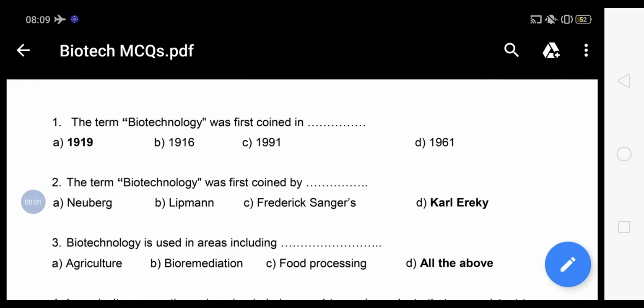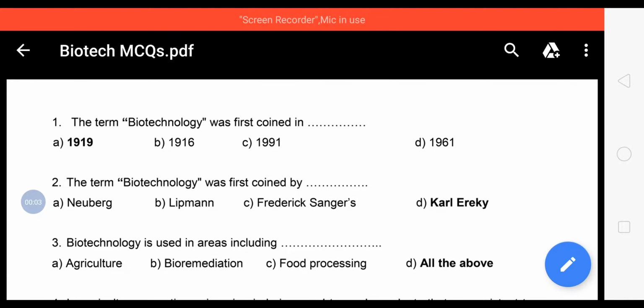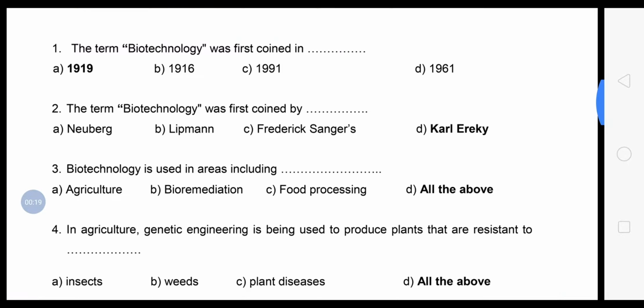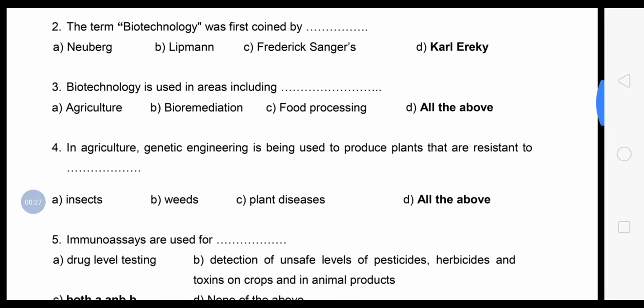Friends, we shall discuss some of the basic biotechnology multiple choice questions here. The first question is, the term biotechnology was first coined in the year 1919 and that was coined by Carl Ereky. Biotechnology is used in areas including agriculture, bioremediation, food processing, etc.